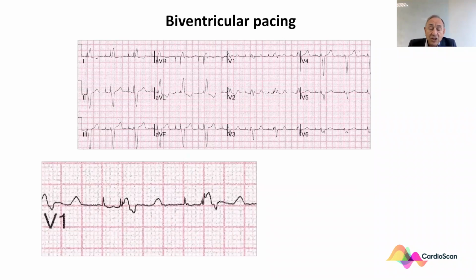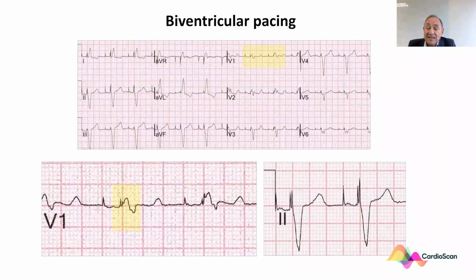Firstly, V1 shows a right bundle branch block. You can see the stimulus artifact and the wide QRS, but it's a right bundle branch block in a patient who initially had a left bundle branch block. This is because for best results, we need to pace the left ventricle first, causing the right bundle branch block, and then a short period after that, the right ventricle is paced.